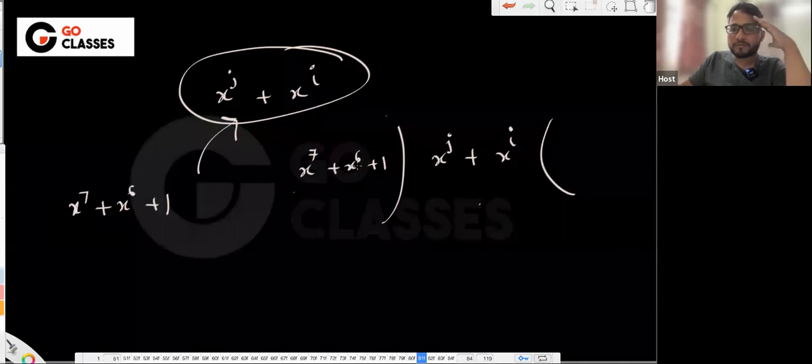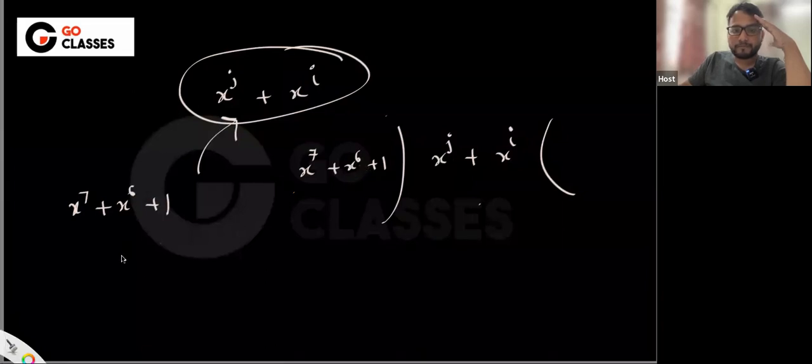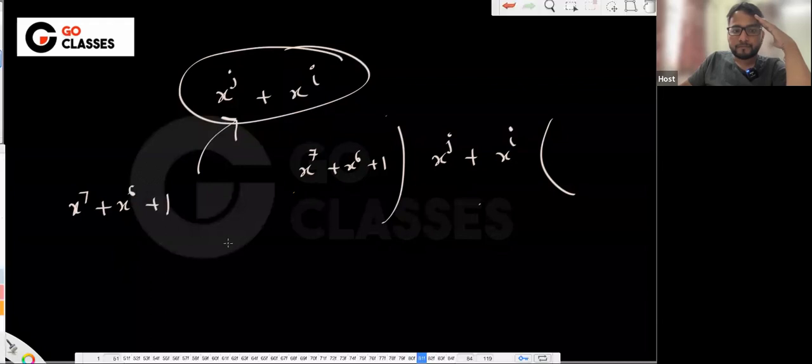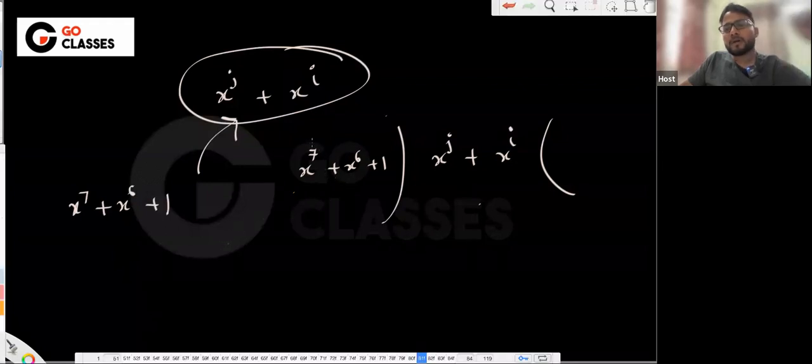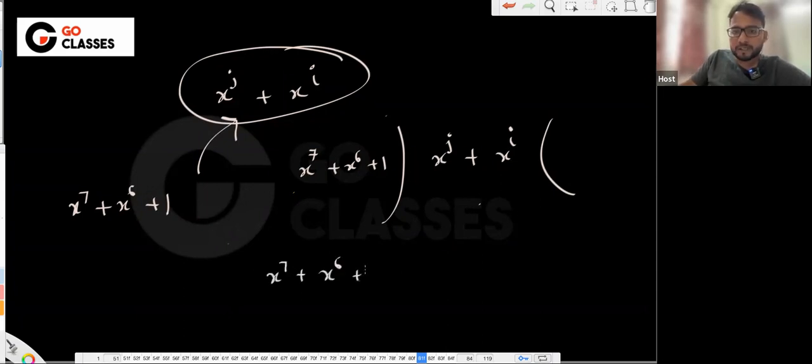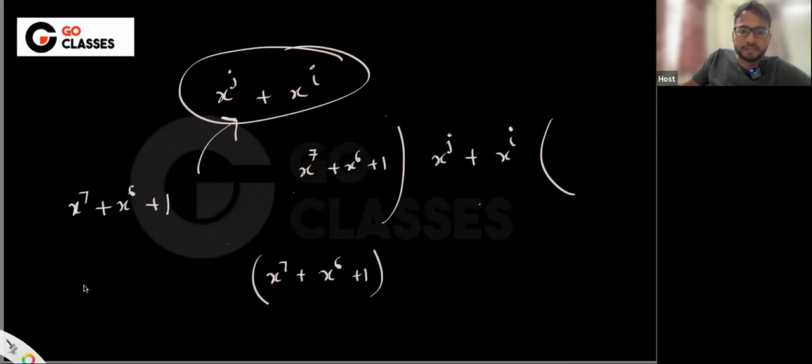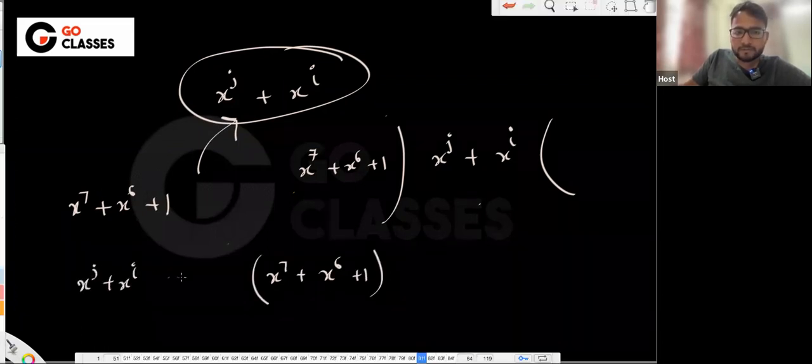If you multiply this by something, can you get this? Suppose this is x power 7 plus x power 6 plus x plus 1. I want to check whether this has a factor of this into something. Can I have something like this? So here must be x power j minus 7, because I need x power j.